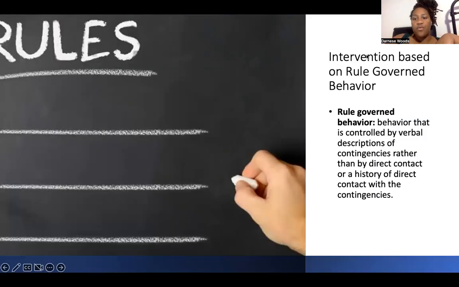Okay, rules. The intervention based on rule-governed behavior. So first we're going to start off by defining rule-governed behavior. Rule-governed behavior is behavior that is controlled by verbal descriptions of contingencies rather than by direct contact or a history or direct contact with contingencies.